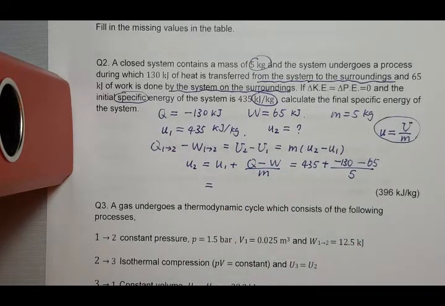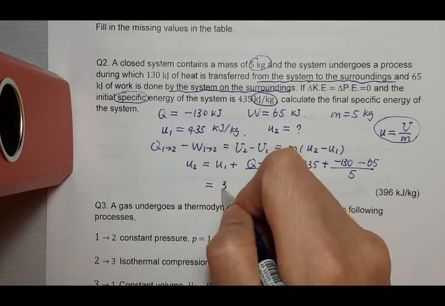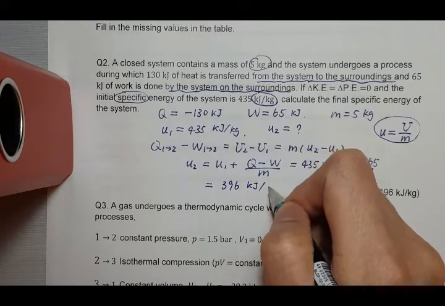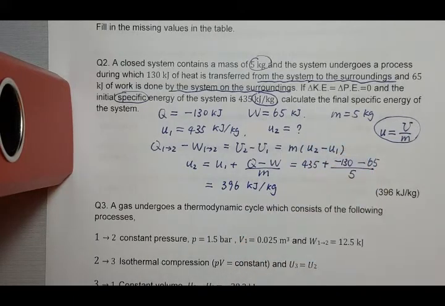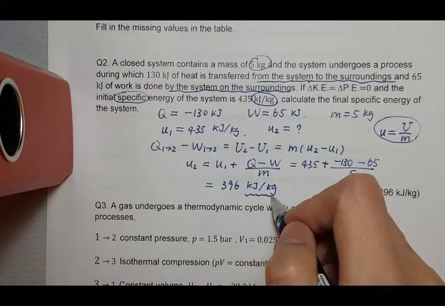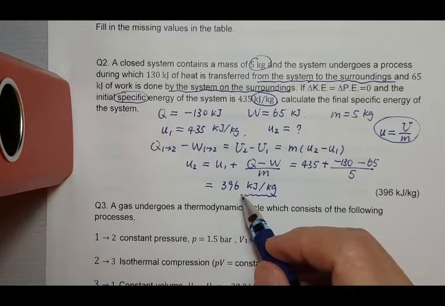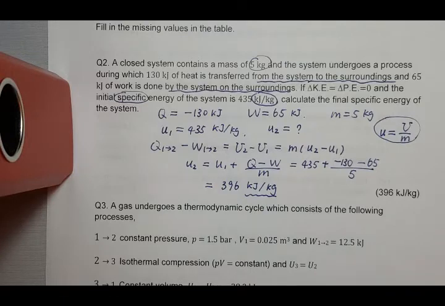Then we can calculate that, which gives us the final answer of 396 kilojoules per kilogram. Always remember that for your final answer, you need to put the right unit behind the figures. So that's the solution for question 2.